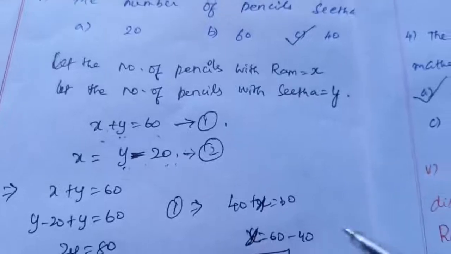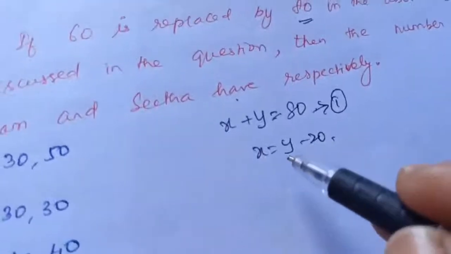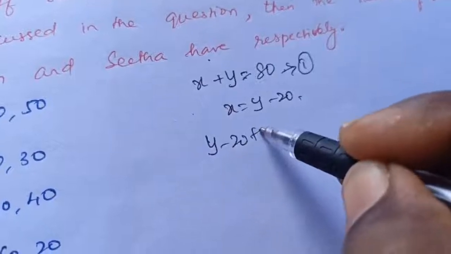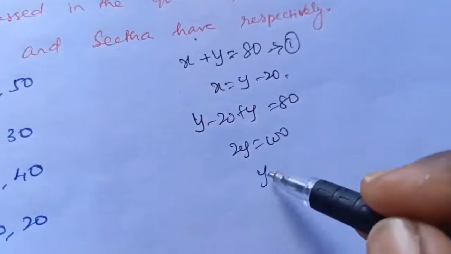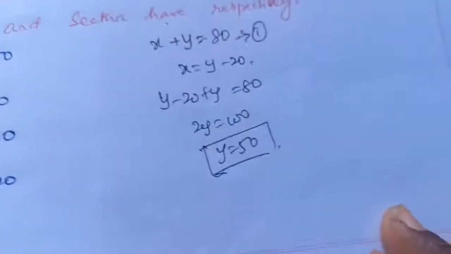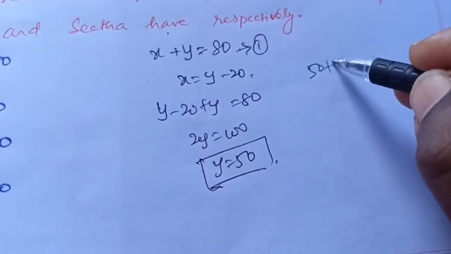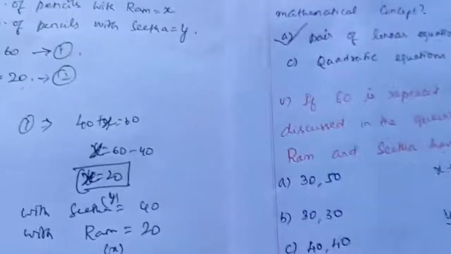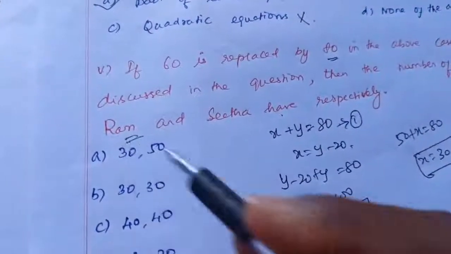Already we found the second equation, X is equal to Y minus 20, which you can substitute. Instead of X, Y minus 20 plus Y is equal to 80. So 2Y is equal to 100, so Y is equal to 50. Substitute in the first equation: 50 plus X is equal to 80, so X is equal to 30. X means the number of pencils with Ram. Ram has 30 and Sita has 50. So option A is correct.